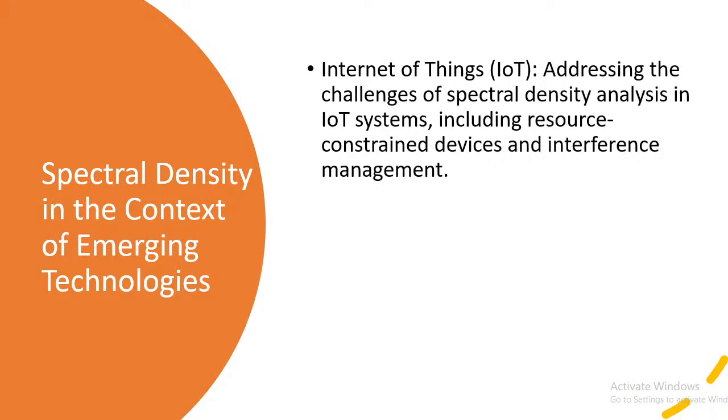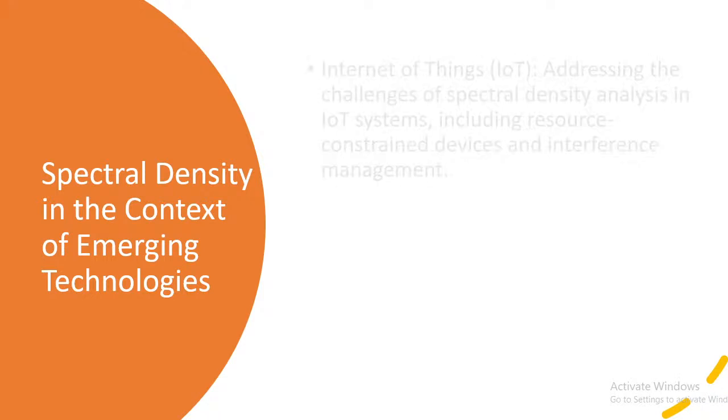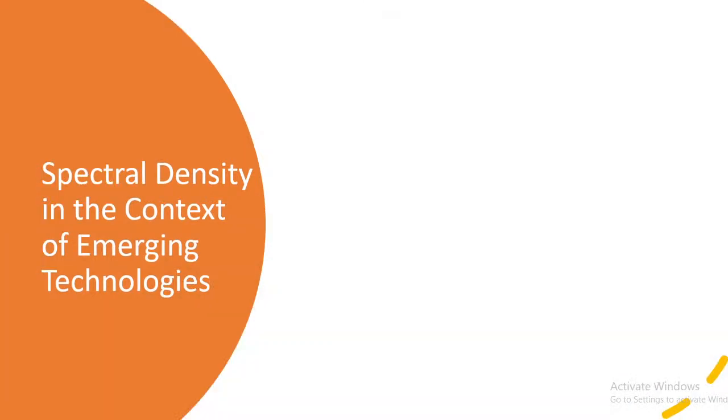So, in the context of emerging technologies, where they will find applications. One is Internet of Things nowadays. This is a buzzword. So addressing challenges of spectral density analysis in IoT systems, they include resource constrained devices and interference management. Next. Then 5G and beyond. Next.